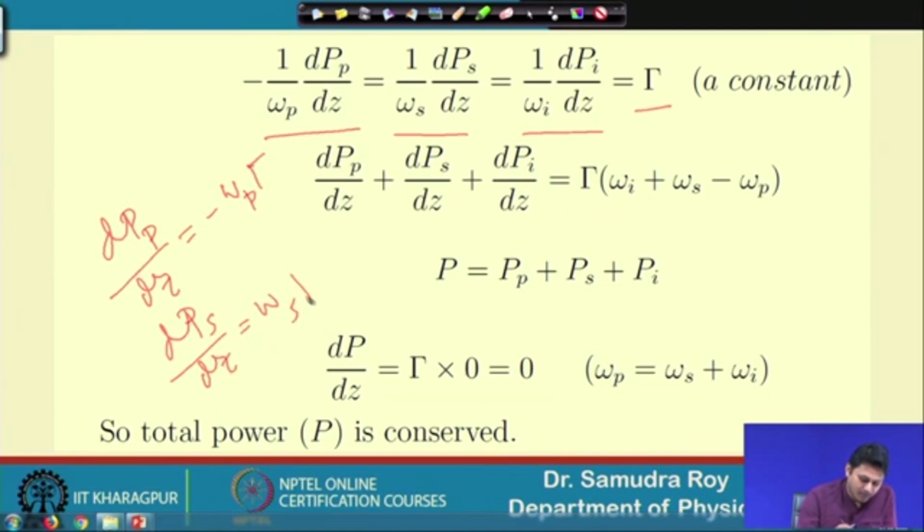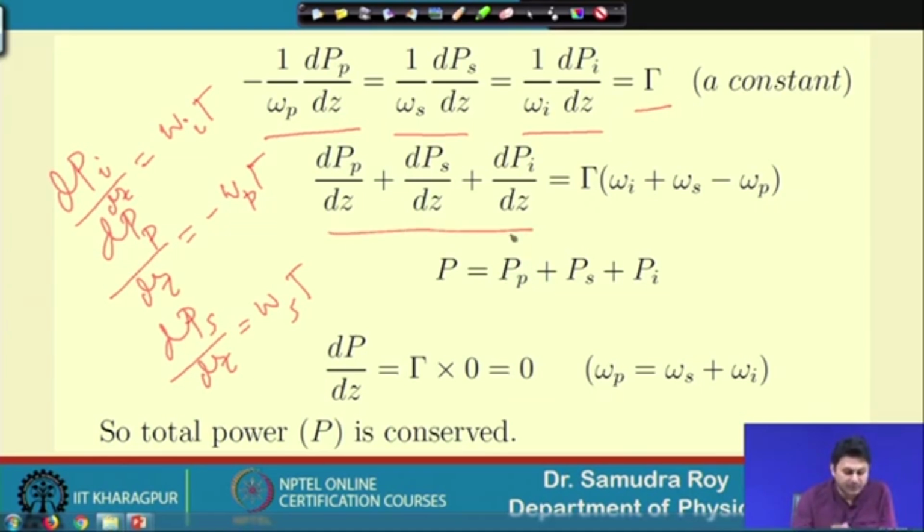I can write omega s gamma, and d of Pi/dz I can write omega I gamma. Now, if I add these 3 things together like we have done here, gamma will be common, and we can write omega I plus omega s minus omega p. Now, we know that omega p is equal to omega s plus omega I, that is true in all cases. So, from this equation I can write that this term is 0.